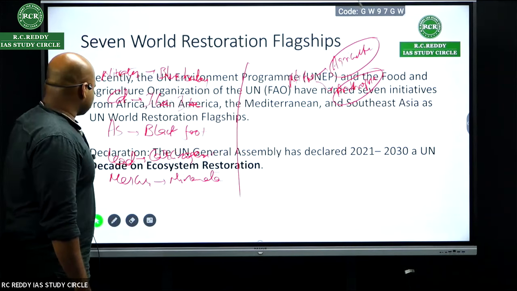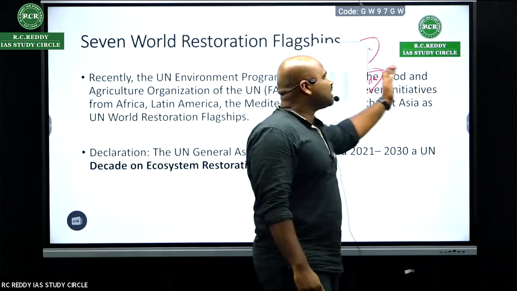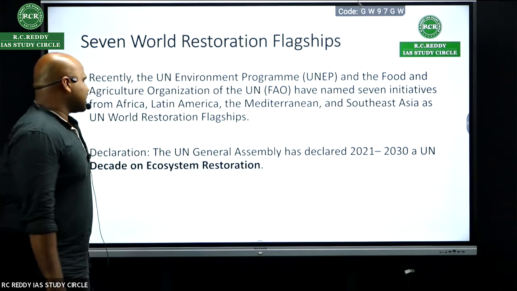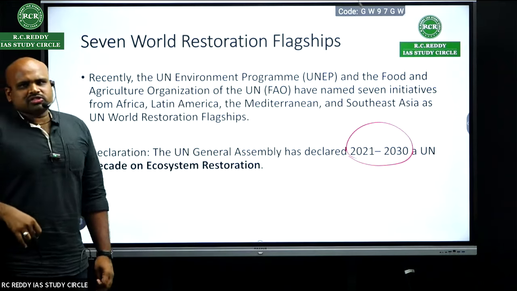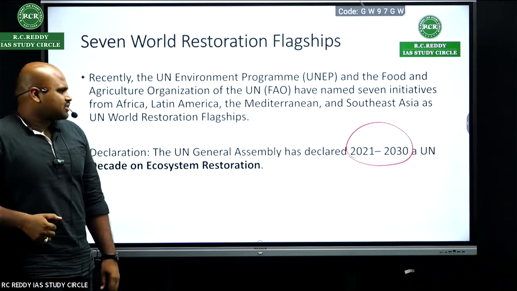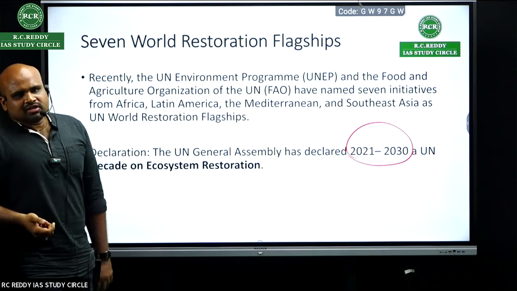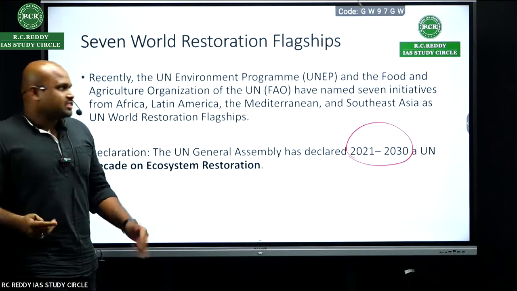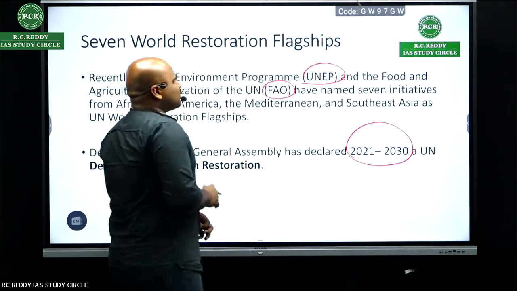Seven world restoration flagships. Now they talked about restoration. Why restoration? Because this is the decade of ecological restoration. The UN General Assembly declared 2021 to 2030 as the decade of ecological restoration. Because of this, they're talking about seven different kinds of restorations at different regions. You don't need to remember those regions, but just remember who the parties are. It is majorly UNEP and FAO.